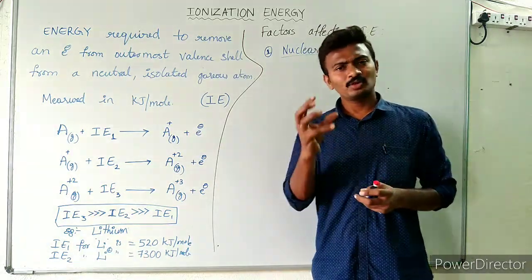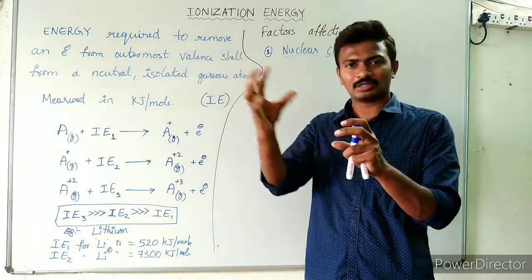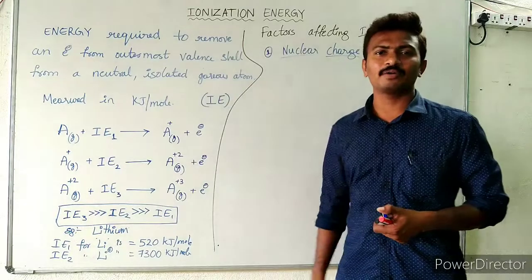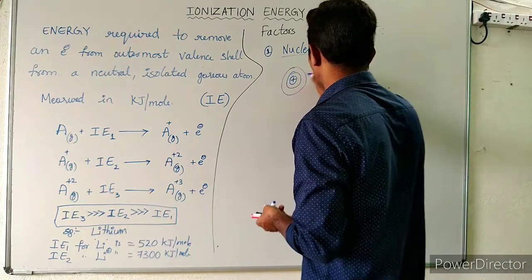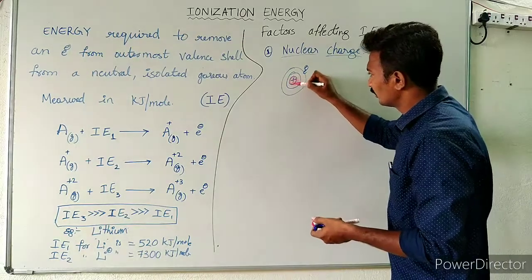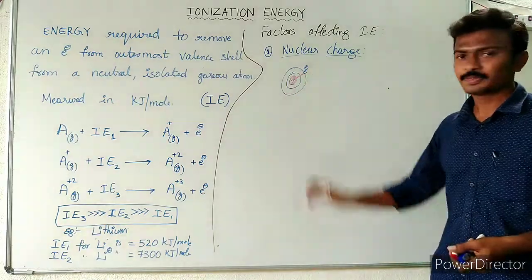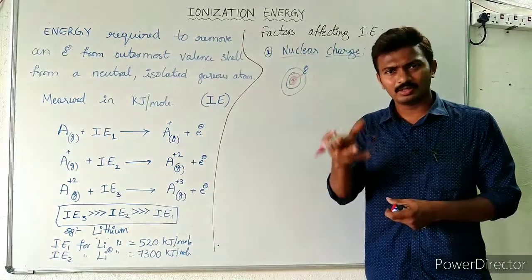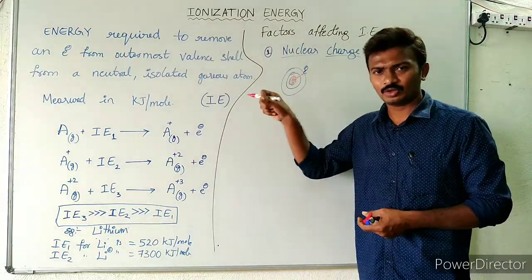So what happens? Nuclear charge is going to increase. Nuclear charge increase means what? It is going to pull the oppositely charged electrons towards itself very strongly. So due to the increased nuclear charge, the removal of that particular electron will be very difficult. If you take an electron, its removal will depend on the nuclear charge. Greater the nuclear charge, stronger will be the attraction between the electron and the nucleus. You know that the nucleus has protons and neutrons with a great positive charge.